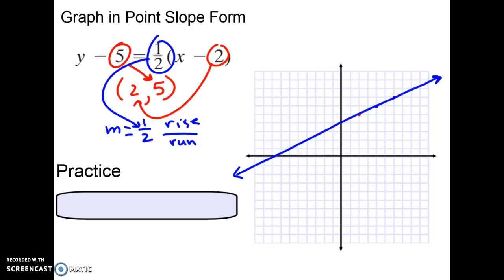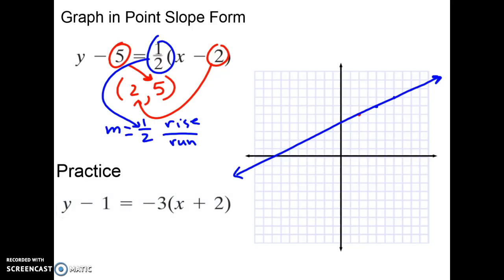So hopefully you can get that down, and then I want you to take the next minute or so. Please pause the video and graph this equation in point slope form on this same grid over here at the right.